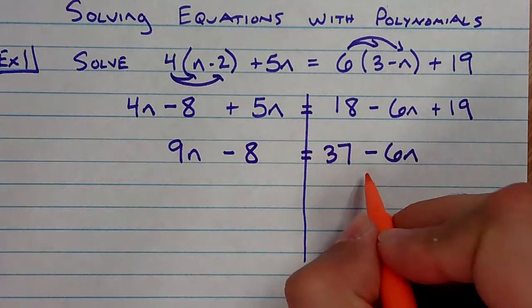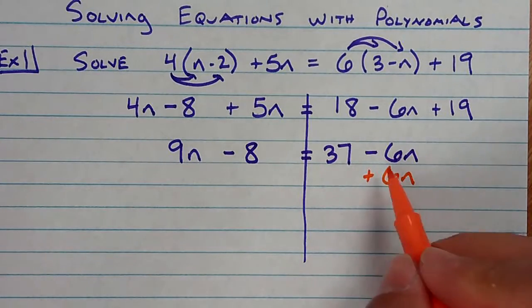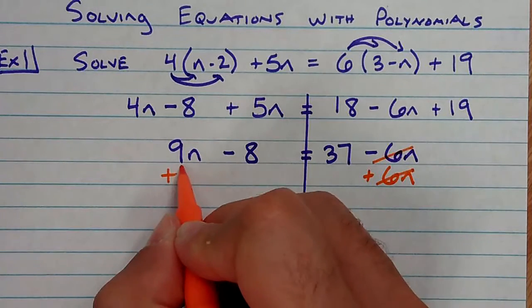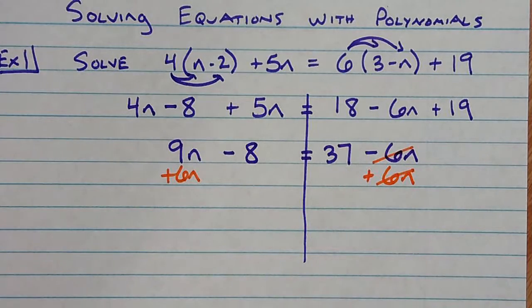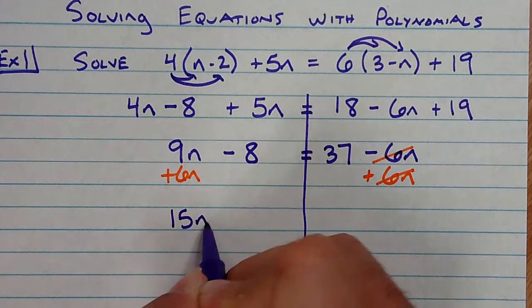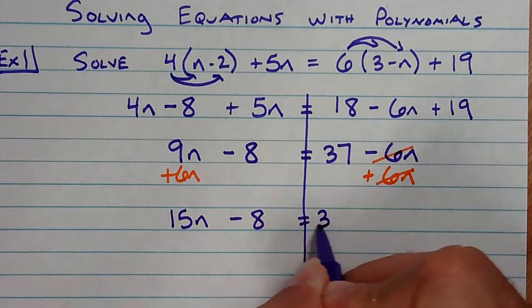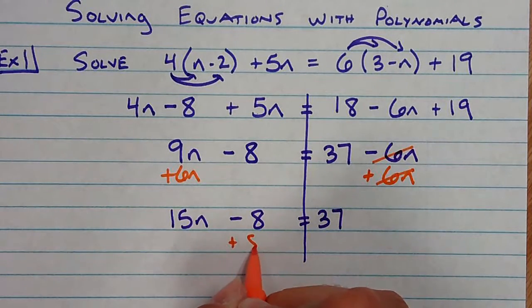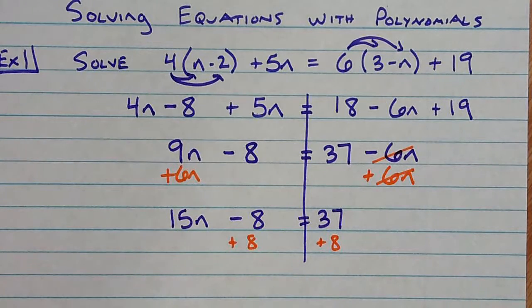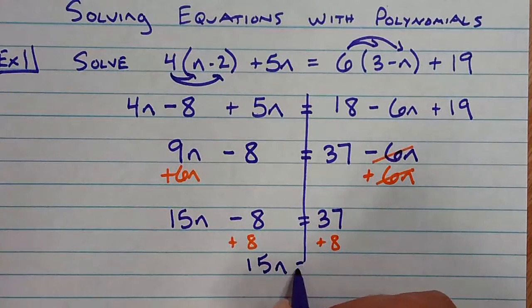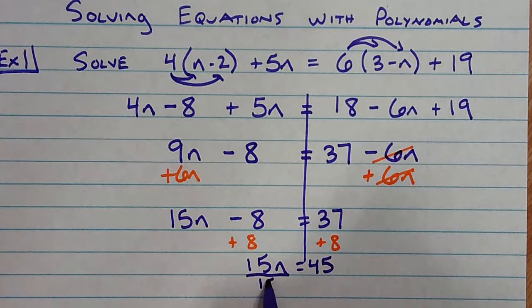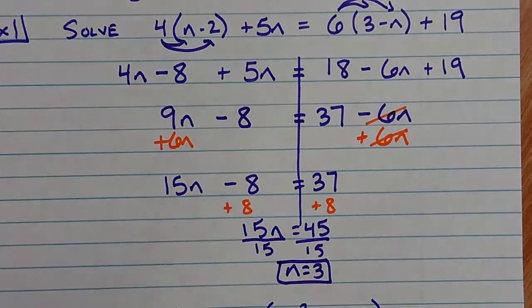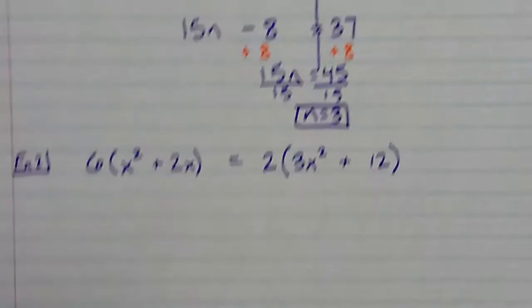Variables on both sides, so I'm going to add this 6n to get rid of it. Add 6n here, leaving me with 15n minus 8 is equal to 37. Add 8. 15n equals 45. Divide by 15. N equals 3. Example 2.